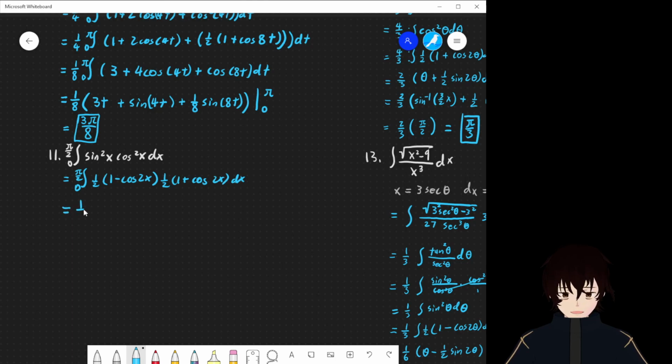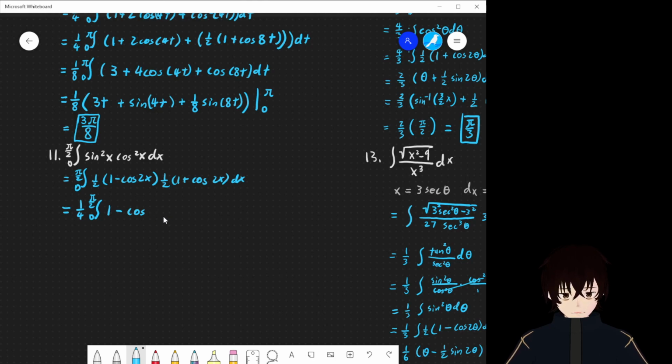So that would turn out to be 1 over 4 times the integral from 0 to pi over 2 of 1 minus cosine squared of 2x.